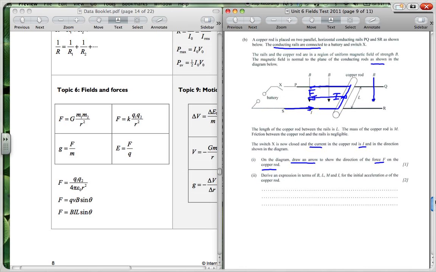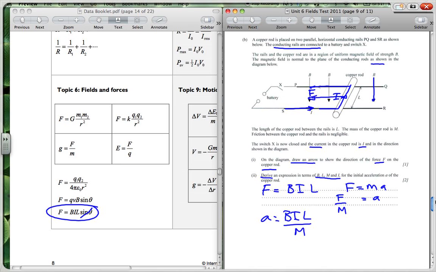Okay. Then it says derive an expression in terms of B, L, m, and I for the initial acceleration of the copper rod. Now, we know that we have this formula over here. This formula applies because it's at 90 degrees, that's going to be 1. So we've got force is equal to BIL, like that. We also know that force is equal to mass times acceleration. So the acceleration is equal to force divided by m. And therefore acceleration is equal to BIL divided by m, like that.